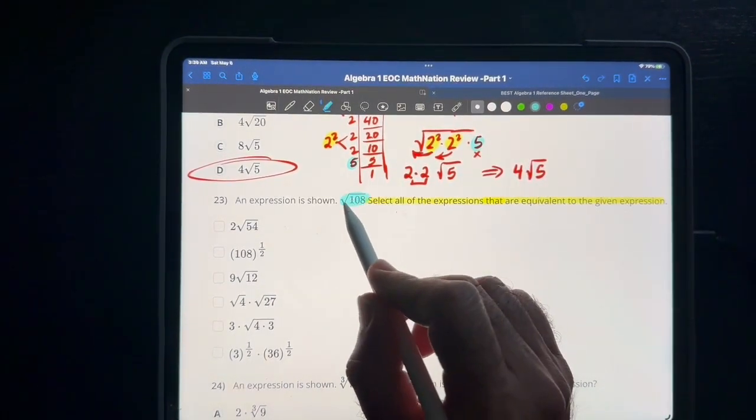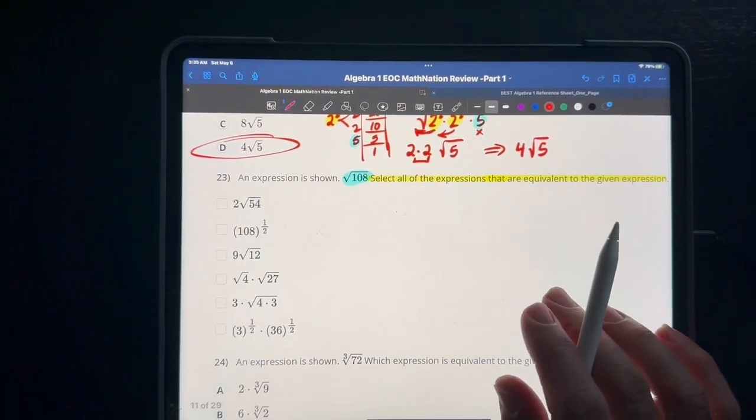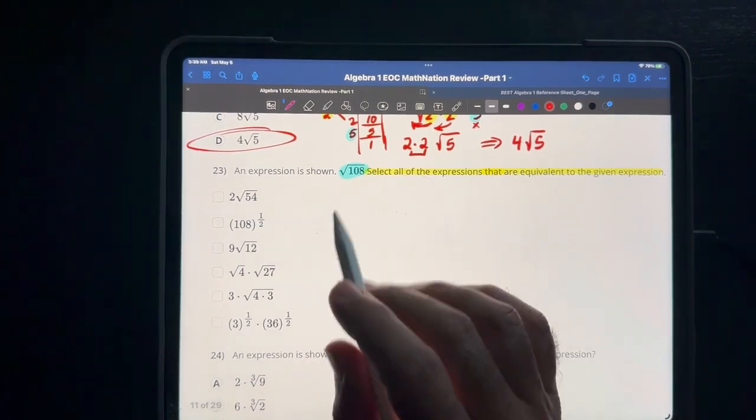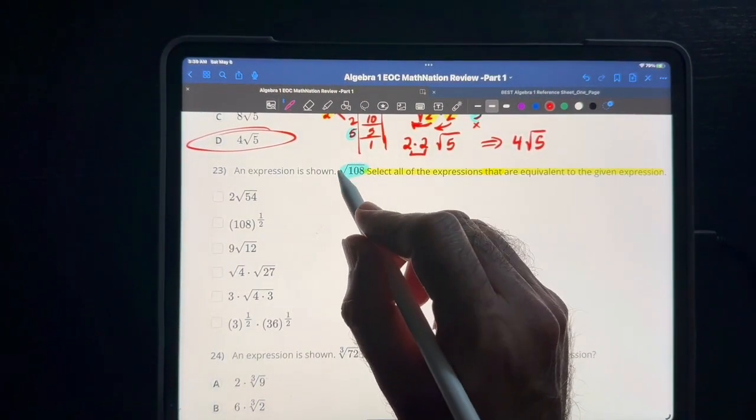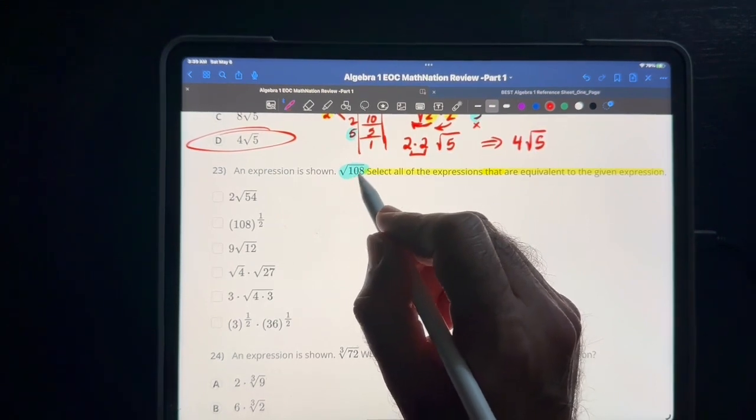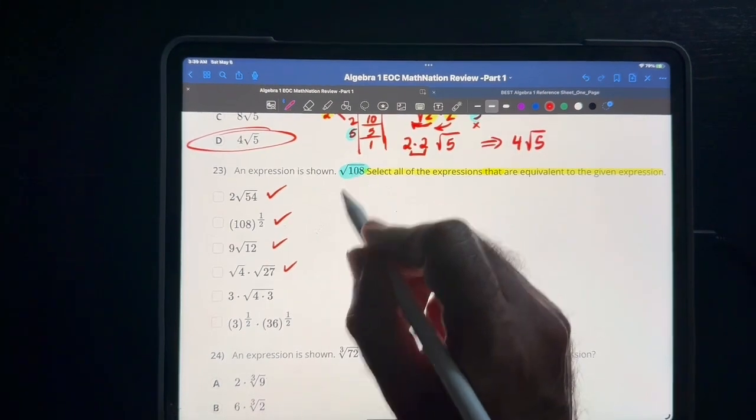All right. Now, again, select all is like your enemy. That's like the worst question that is going to be on the EOC. So I'm going to show you one way of doing this. All right. We're going to use the calculator to do this one. Okay. We have to check each one of these to see if it's equivalent to that.